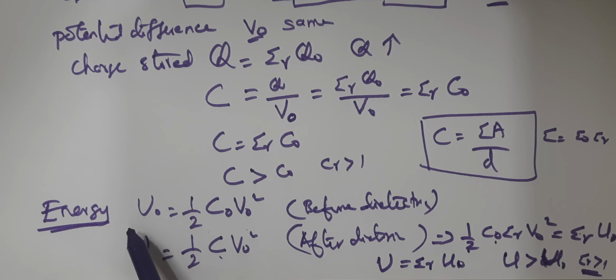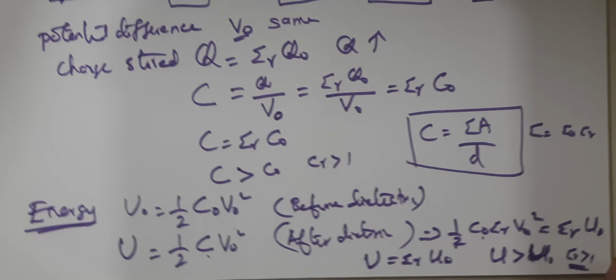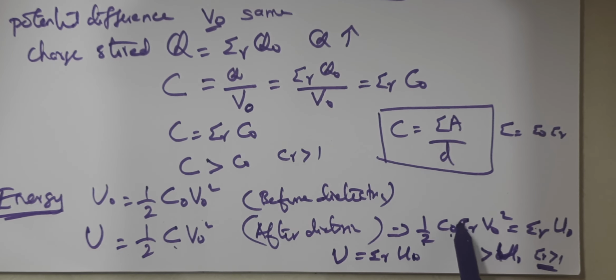And what will happen to the energy? Energy is equal to half CV square. Before the dielectric, half C0 V0 square. After the dielectric, half C V0 square. Instead of C, we can write epsilon R C0, so half C0 epsilon R V0 square, that is equal to epsilon R U0. So U equal to epsilon R U0, and U is greater than U0 since epsilon R is greater than 1.